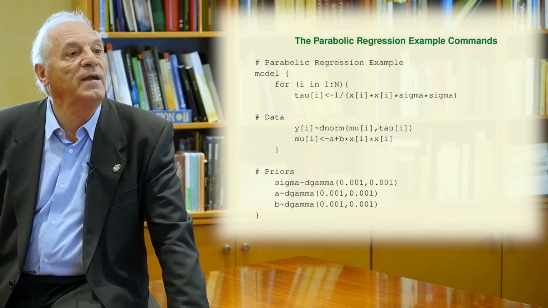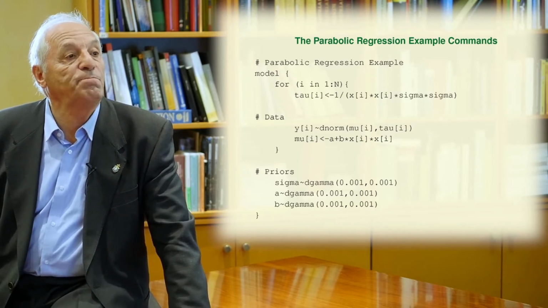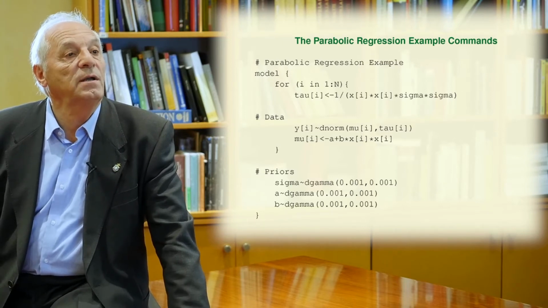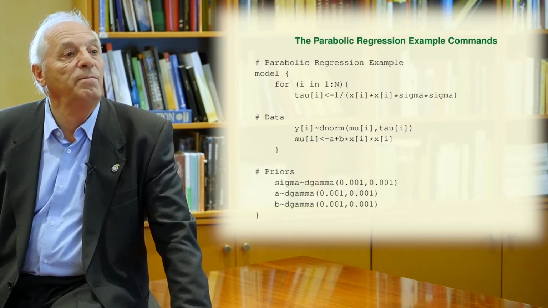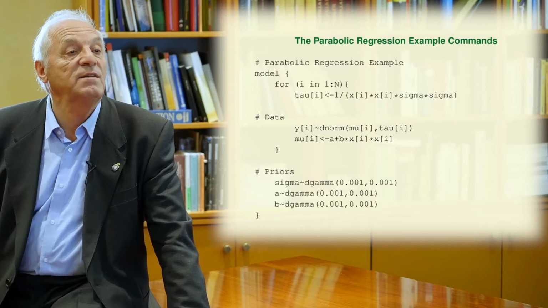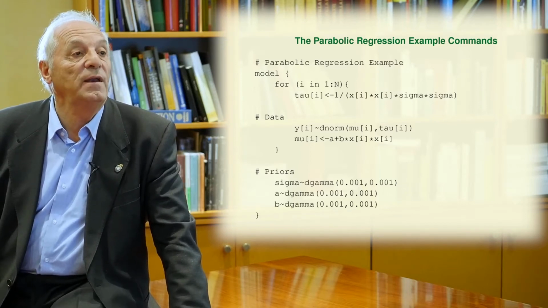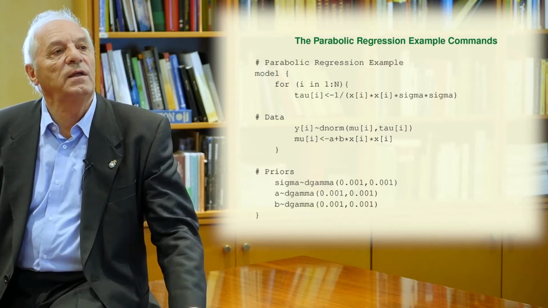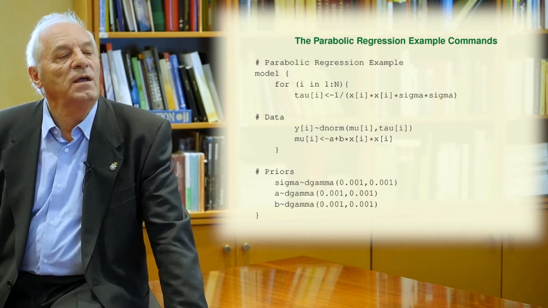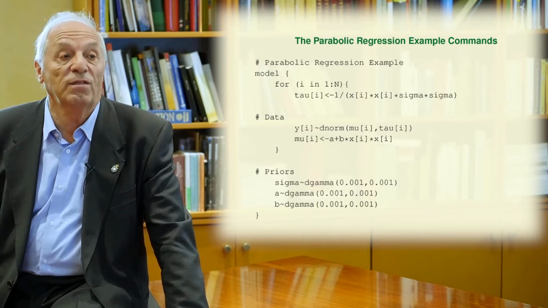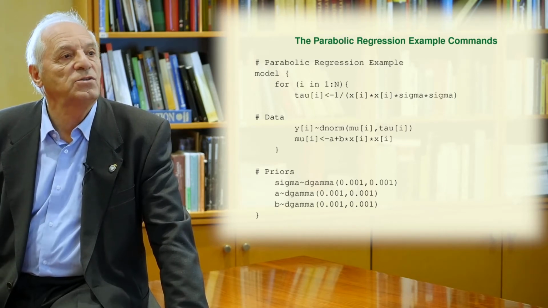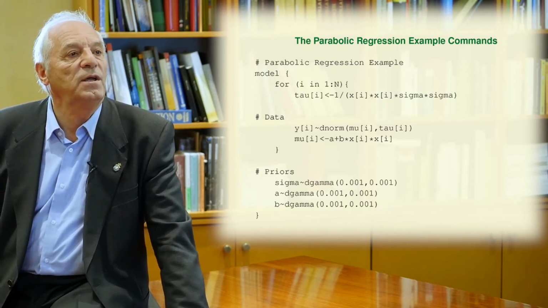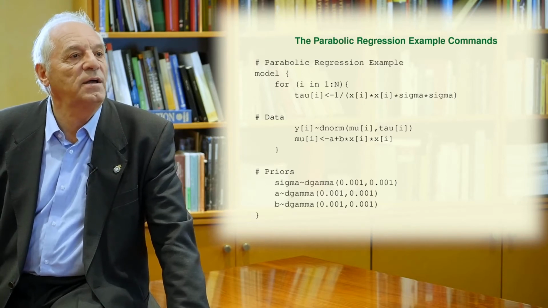And then we can build the commands of this example, in which first we define the model, that is, we find that the dispersion tau is 1 divided by xi squared sigma squared. That is, we define the dispersion because you need to know that the OpenBugs software uses dispersions instead of variances or standard deviations. So we need the relation between the dispersion and the standard deviations.